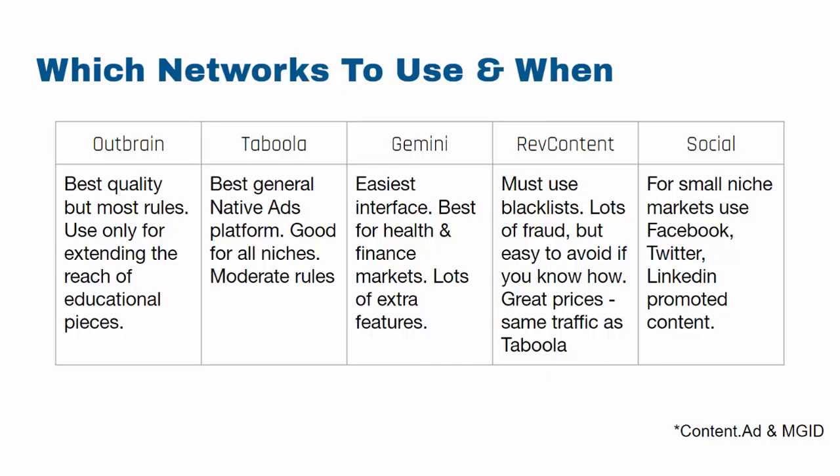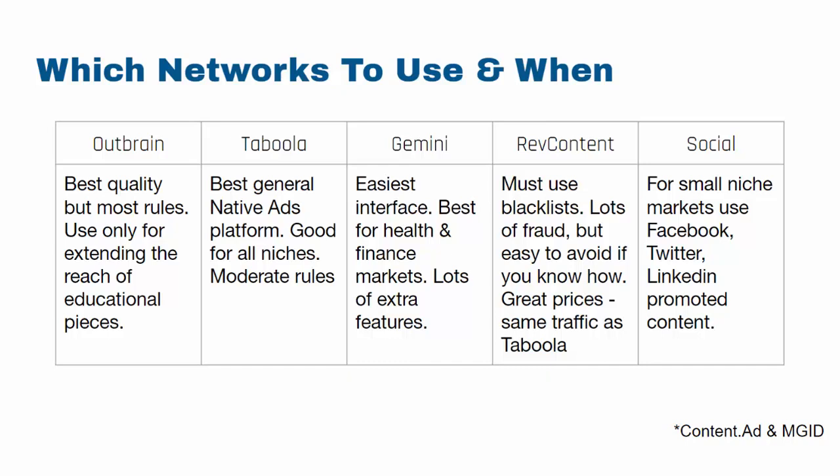Now, I want to talk a little bit about each network that's available. So these are the 4 best, and then I included social because I like to do a lot of my native advertising using social ad networks. Outbrain is technically the best. Outbrain would be considered the Google of native advertising. They have the best quality, but they also have the most rules, which is kind of why they have the best quality, right? Because they have lots and lots of rules, keeping out all the riffraff.